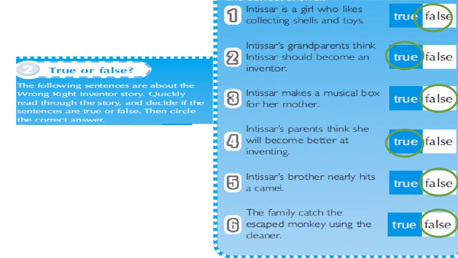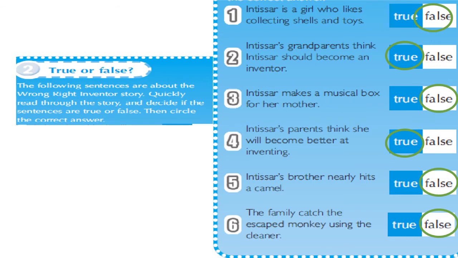Now let's turn to activity number 2. In activity number 2, we have true or false. So we have 6 sentences here, and we need to decide if the sentences are true or false. We should put circles on the correct answer. So, yes. These are the model answers.